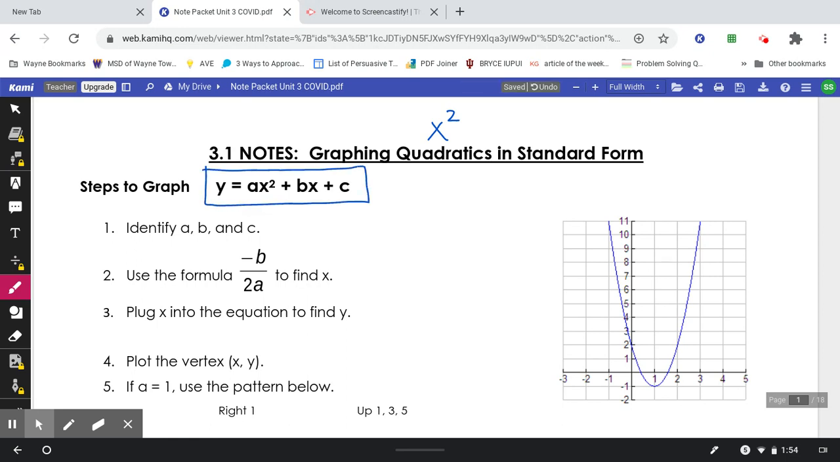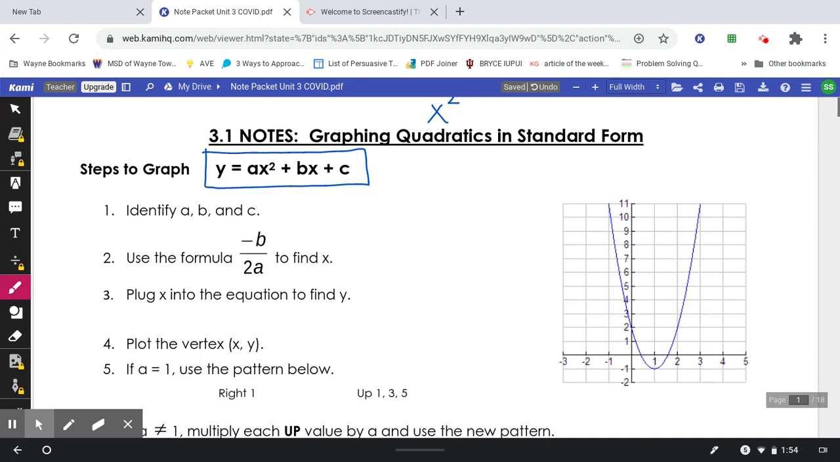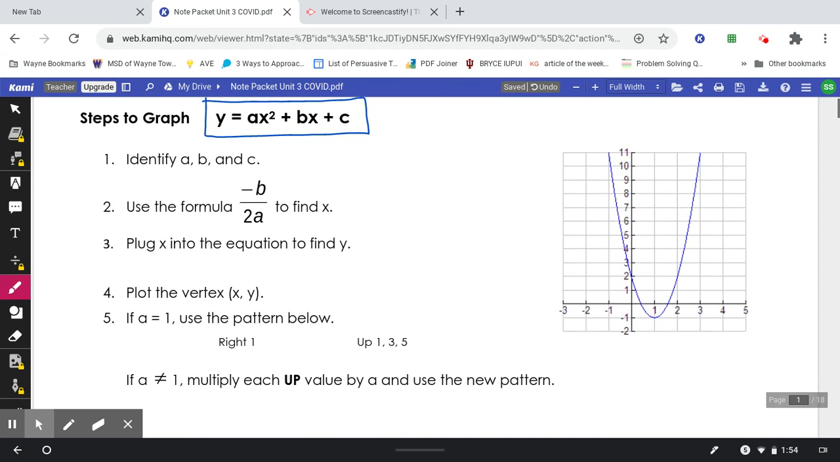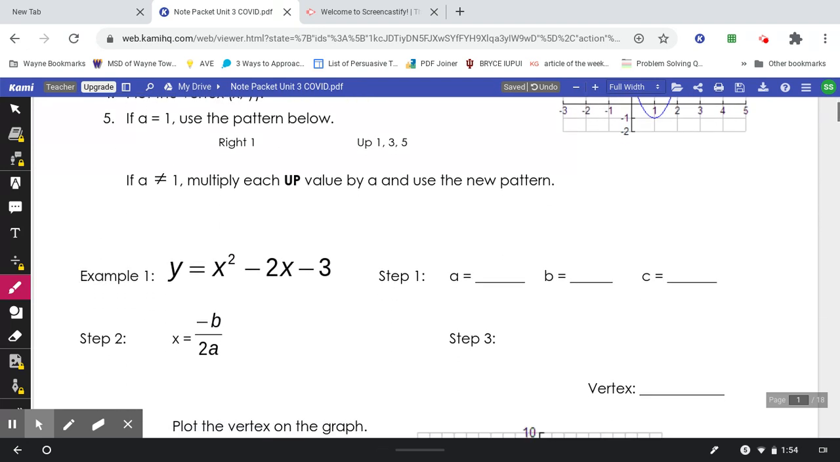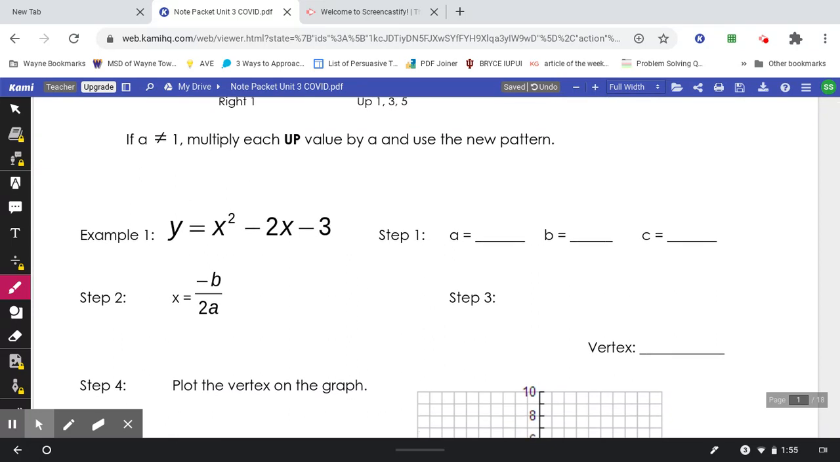So anytime you see an equation that looks like that, you've got these 5 steps in order to graph them. So we'll reference back to these as we go through. Let's go ahead and get started with problem number 1. The first thing we need to do is identify our a, b, and our c. A is the number in front of the x squared. Since I don't see anything, it's a 1. B is the number in front of the x, -2. And c is the -3, the number at the very end without the x.